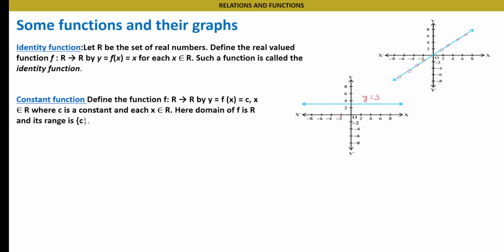If we take x as minus 2, we are getting y as 3. If we take x as minus 4, we are getting y as 3. If x is minus 6, y is 3. So irrespective of all values of x, we are going to get y as 3. So this one is a constant function.